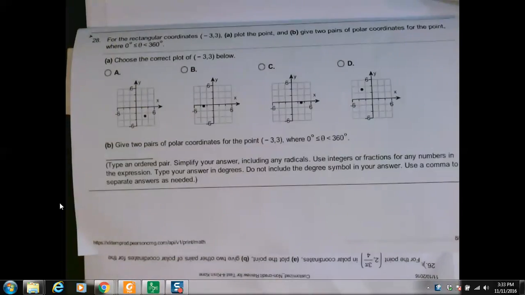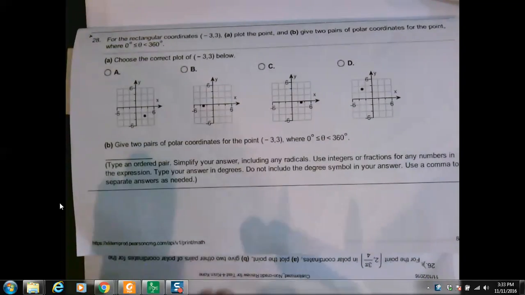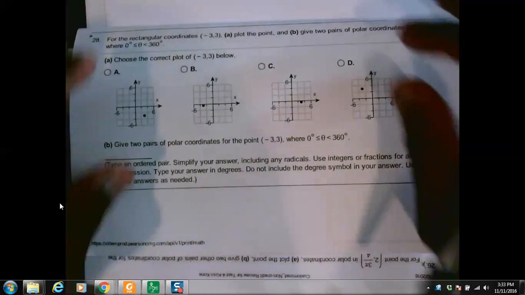So the question asks, you have a rectangular coordinate. Usually we have polar coordinates, but this time we're starting with a rectangular coordinate, (-3, 3). The question asks to plot the point, and using those rectangular coordinates, we need to determine pairs of polar coordinates. So first of all, let's try to sketch it.